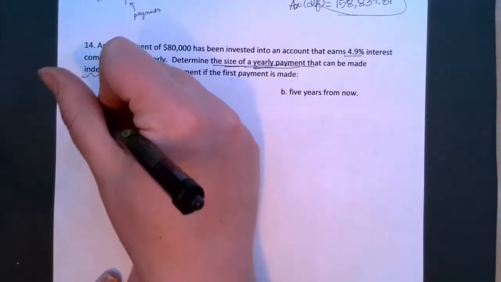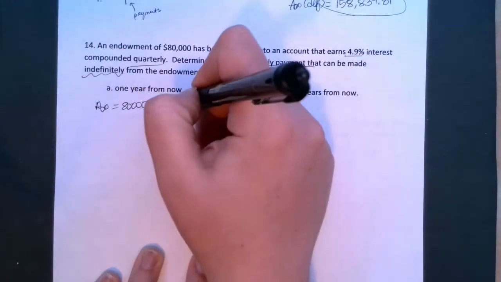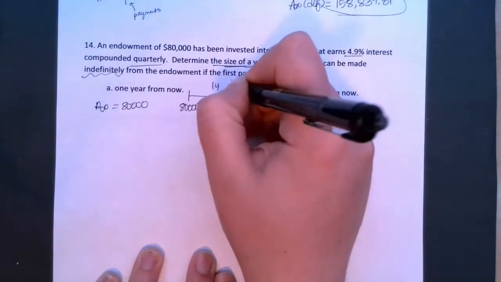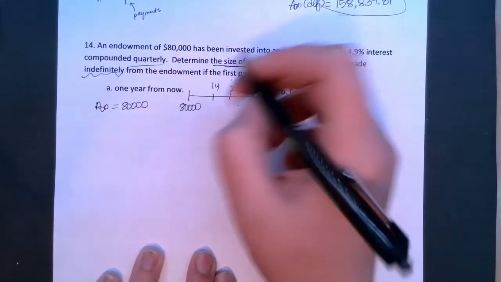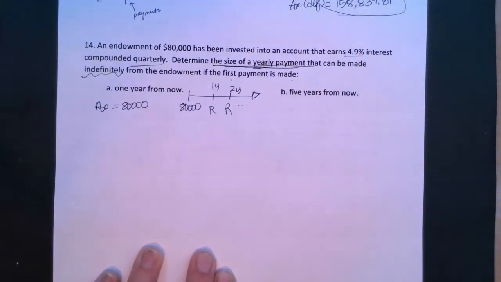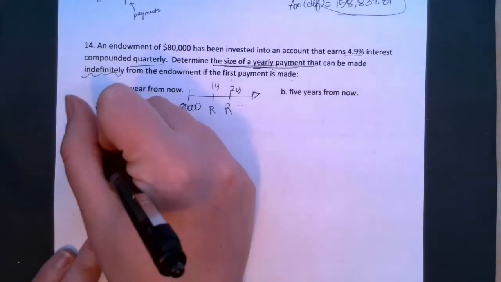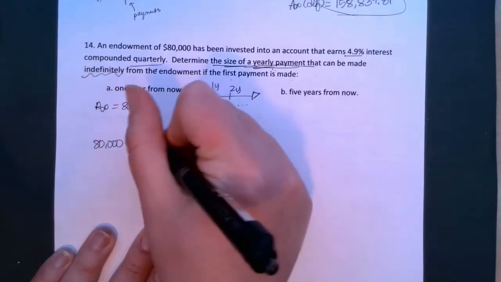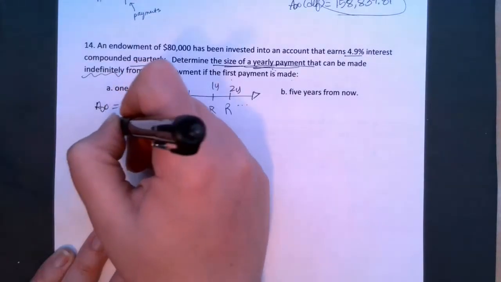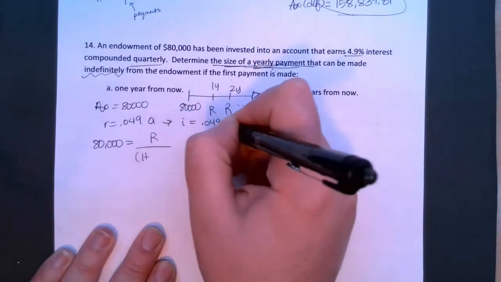Now if A infinity is 80,000, like it would be here, on our timeline we have 80,000, and then in 1 year we're going to get a payment, and then the second year we're going to get a payment. So this is our setup for this. And again we have quarterly and then yearly, so we know that 80,000 has to be equal to R over 1 plus, here our rate is 0.049 quarterly, so that tells us that i is 0.049 over 4.